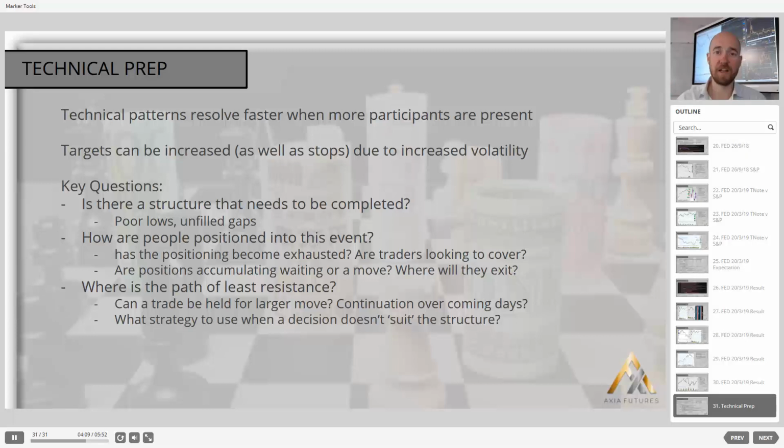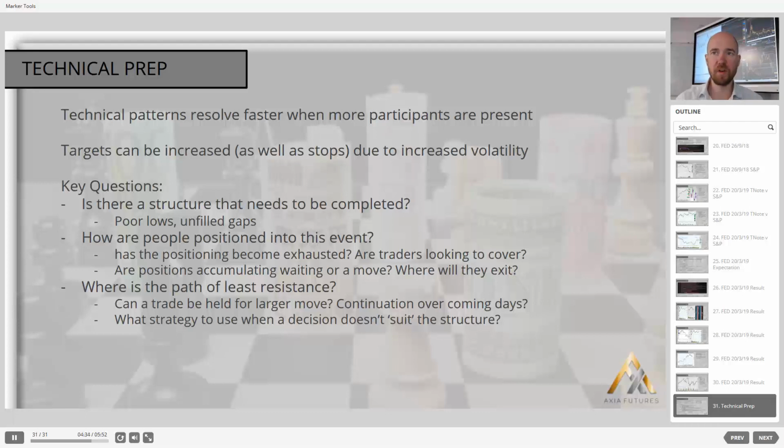And finally, what's the path of least resistance? Where is this market going to find it easier to go? This means you can pick certain markets for certain scenarios. If you get a dovish reaction from a central bank and you have a bond market that's got a bullish setup, that's perhaps the market you'd be more inclined to trade on a certain decision.